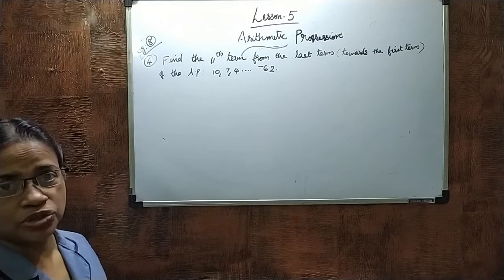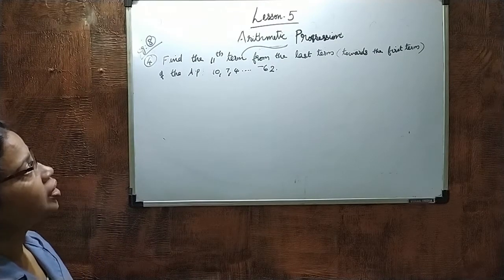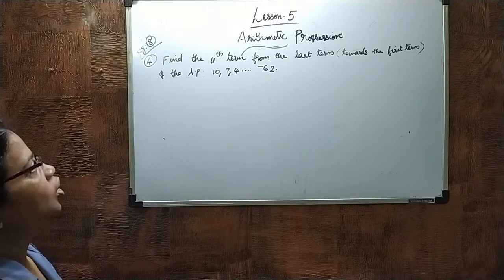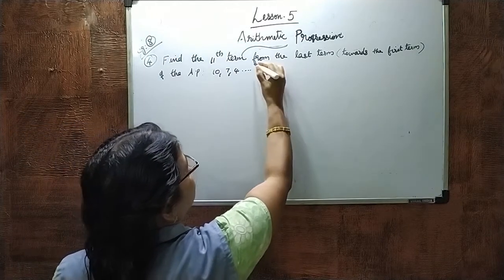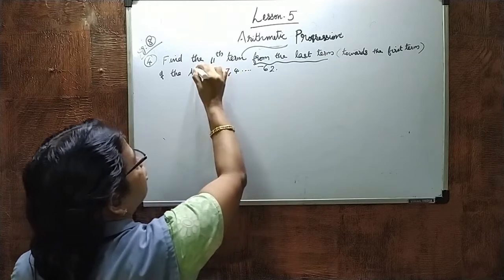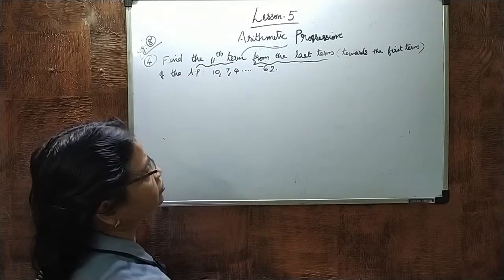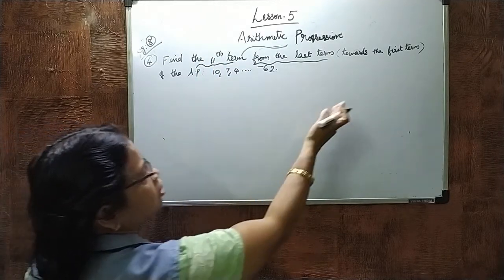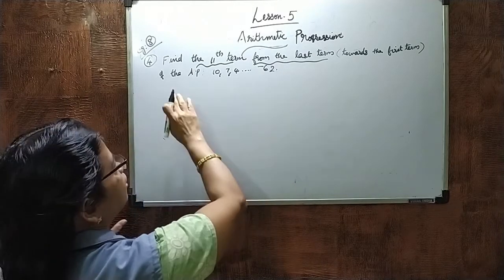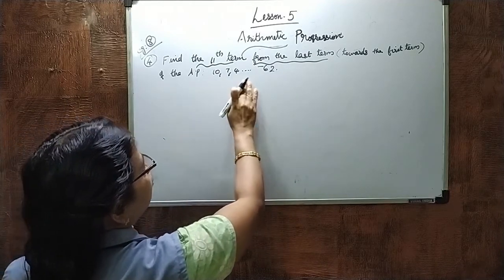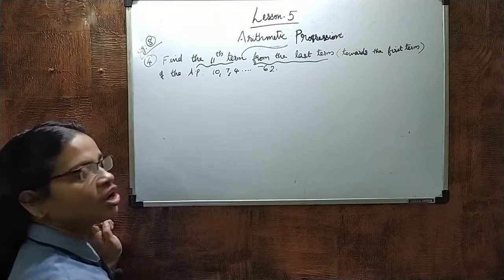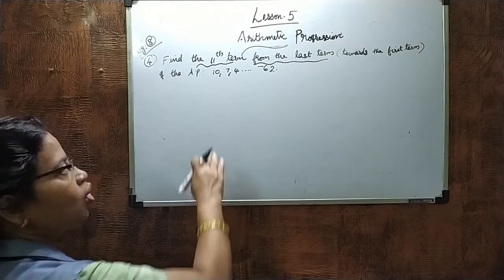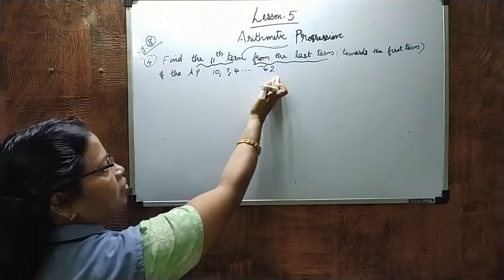This is an example question, 8th example. We are writing it as the 4th question. Find the 11th term from the last term. From the last term, you have to find out the 11th term. Towards the first term means from the last term itself. Of the AP 10, 7, 4, etc., negative 72. So, the AP is given and you have to find out the 11th term, not from the front, from the back.